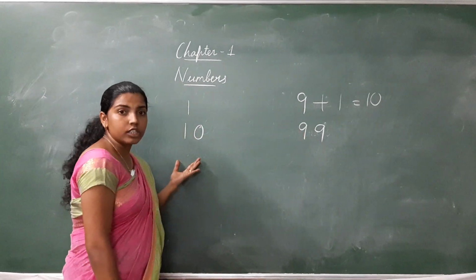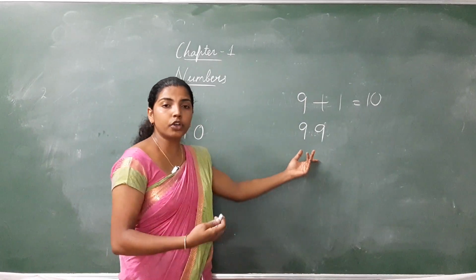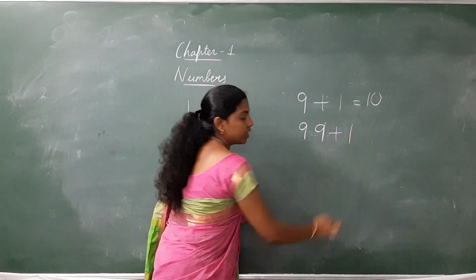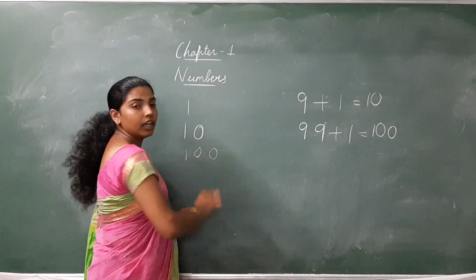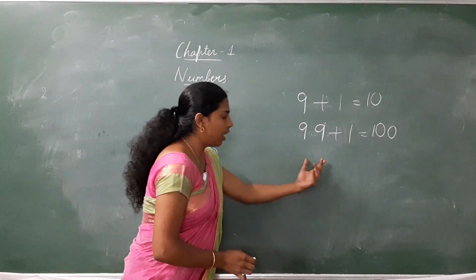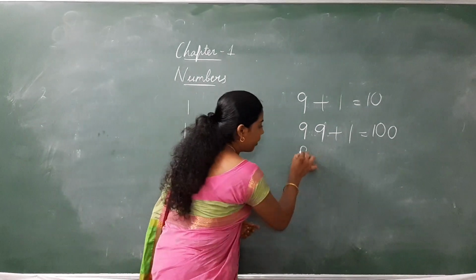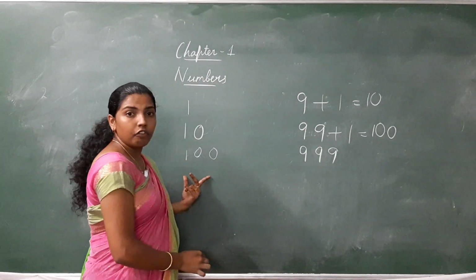Next, we have to write the smallest three-digit number. In the same way, in order to get the smallest three-digit number, we should add 1 to the largest two-digit number. That is 99 plus 1. 99 plus 1 is 100, where 100 is the smallest three-digit number. Next, we have to write the largest three-digit number. The largest three-digit number is 999. Next, smallest four-digit number.